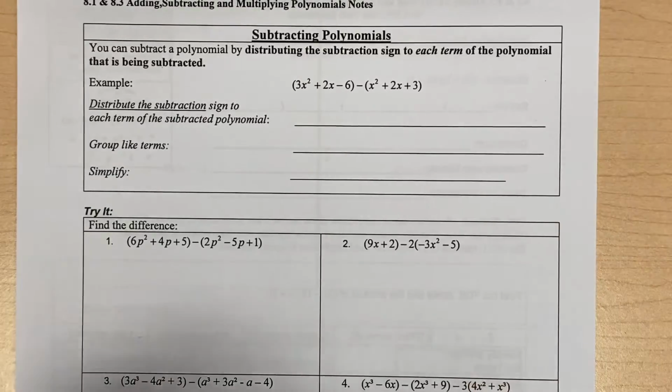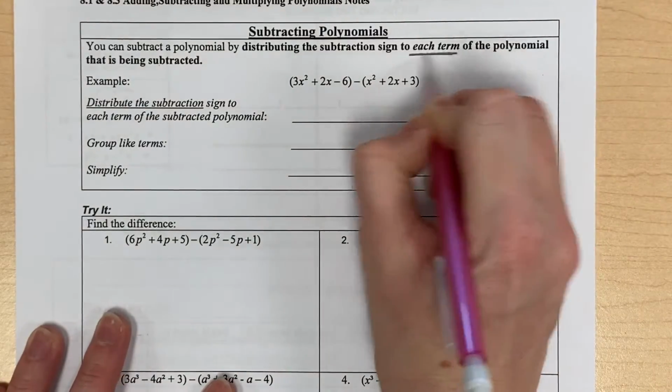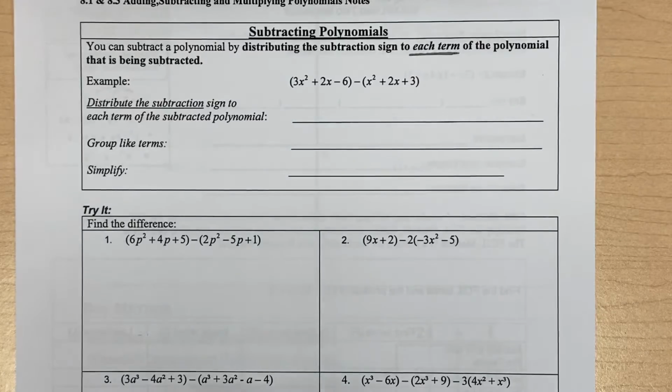In this video, we're going to talk about subtracting polynomials. Again, nothing too challenging with this. It's basically just distribution and combining like terms, very similar to what we did when we were adding polynomials. So if you look at this example here, it says you can subtract a polynomial by distributing the subtraction sign to each term. That is very, very important, of the polynomial that is being subtracted.